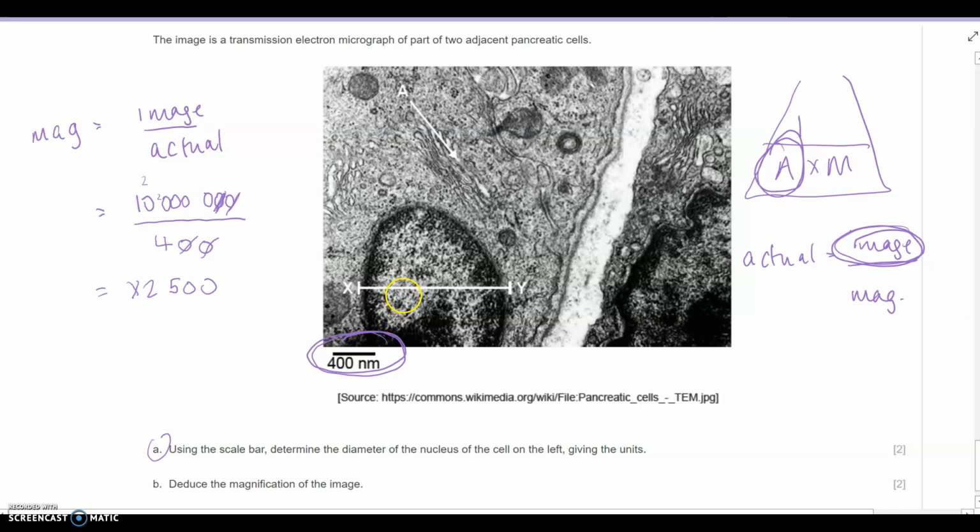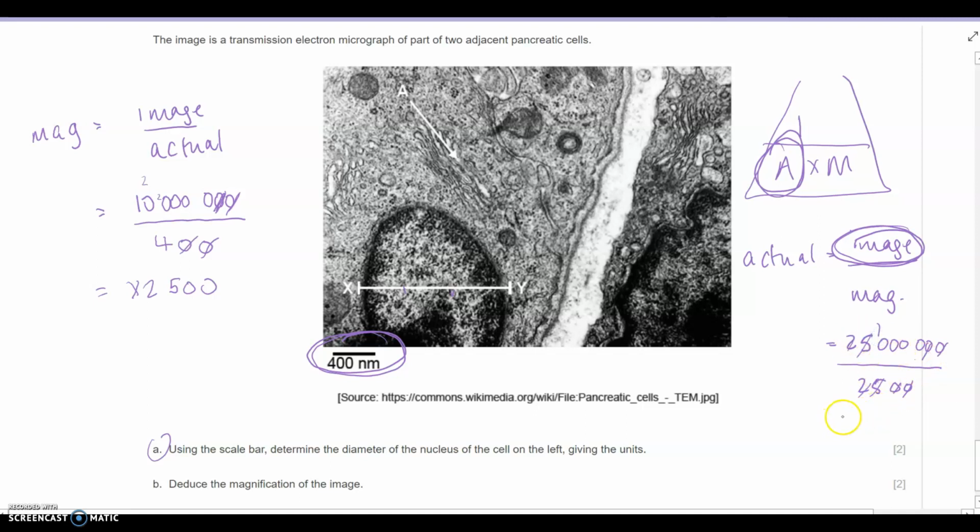So we're going to imagine that we measured this 1 centimeter, 2 centimeters, let's say. I'm doing the maths in my head here, so I'm going to cheat. I'm going to say that it's 2.5 centimeters or 25 millimeters. So my image size is 25 millimeters, but I want to turn that into nanometers. So it's 25,000 for micrometers, 25 million for nanometers. And then I divide that by my magnification, which is 2,500. Cross, cross, cross, cross.